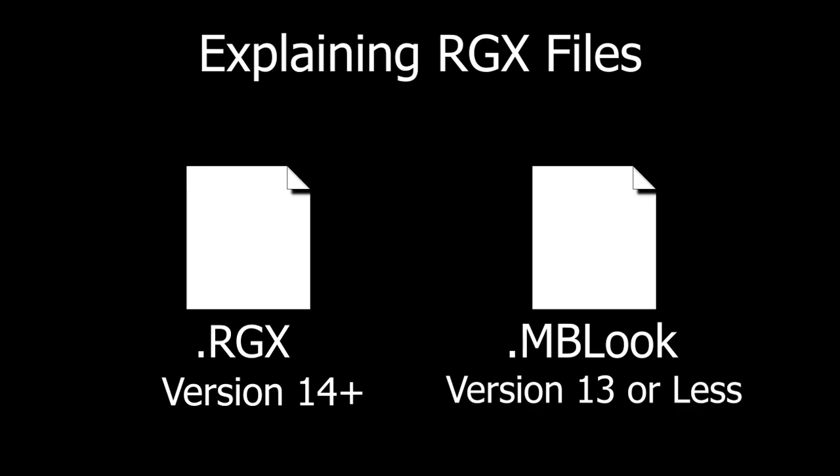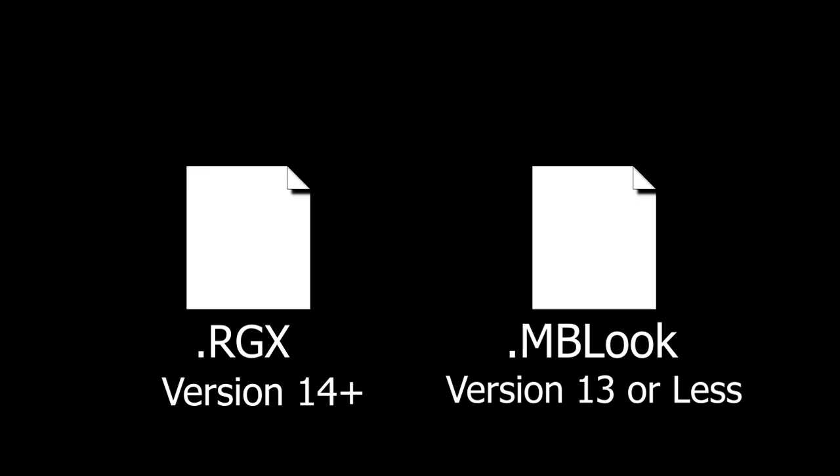What this means for you is if you have a newer version of Magic Bullet Looks, you will be able to import your old MBLooks files into your MBL, and it will automatically convert them from MBLook files to RGX for you. The only downside to this is that people on older versions of Magic Bullet Looks cannot import RGX files and convert them or downgrade them into MBLooks files, as they are not supported by an older version.